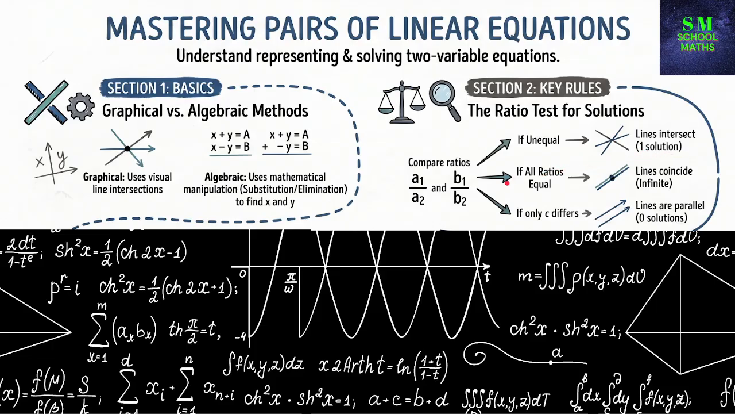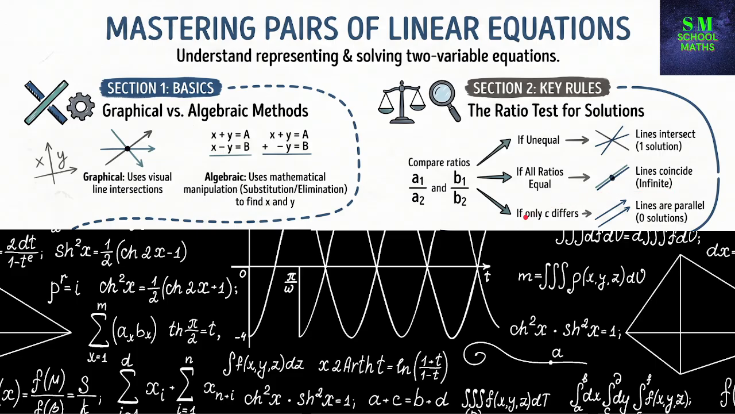Rule 2: lines coincide if every single ratio is perfectly equal. That is, a1 by a2 is equal to b1 by b2, which is equal to c1 by c2. It means both equations are equally describing the exact same line stacked on top of each other. You get infinitely many solutions.